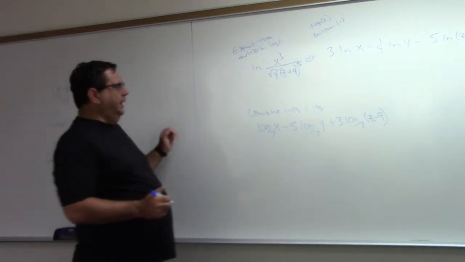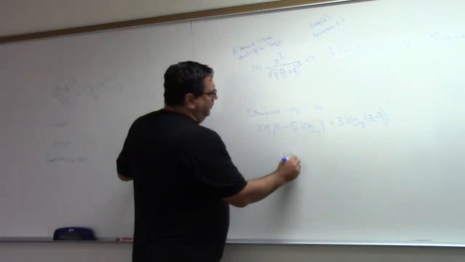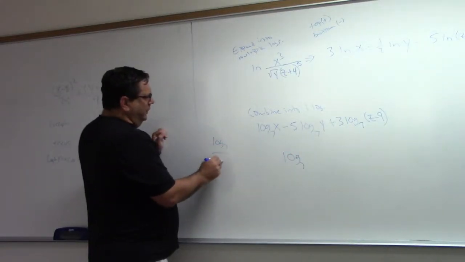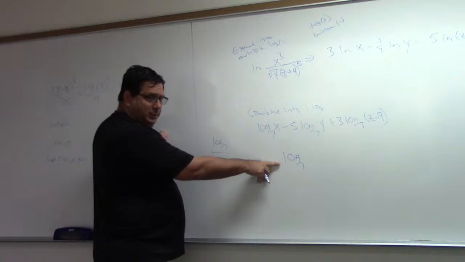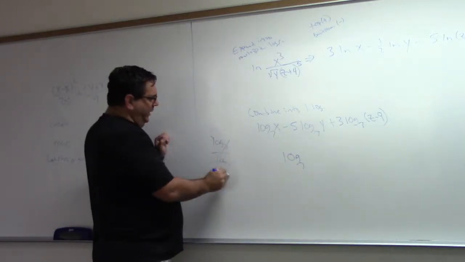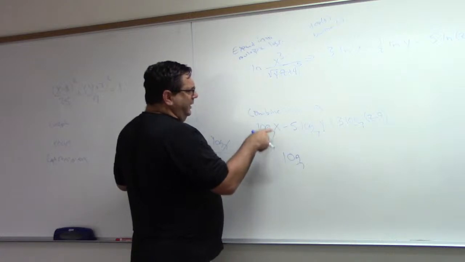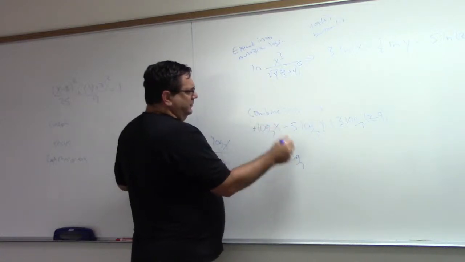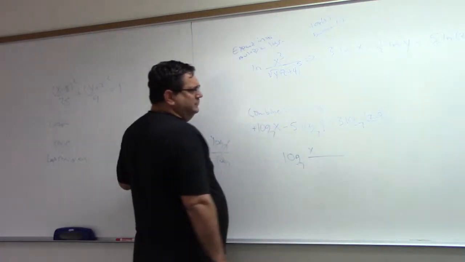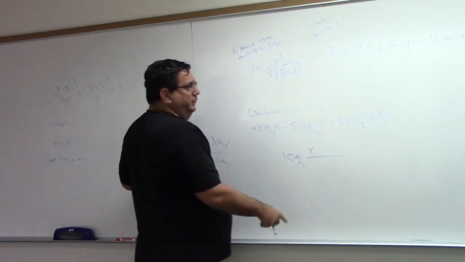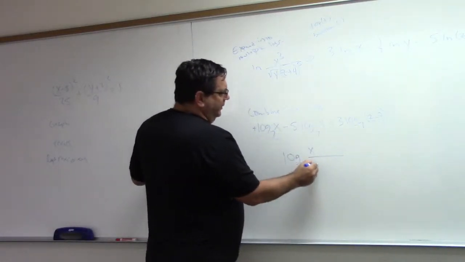Now, to combine them back together, it's going to be 1 log. A lot of people think it's a log over a log. It's not. It's just 1 log. Everything that's got a plus goes on top. So the x goes on top. Where's the y going to go? On the bottom, because there's a minus sign.